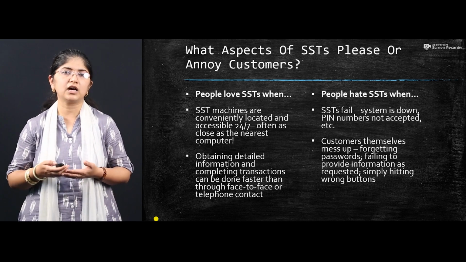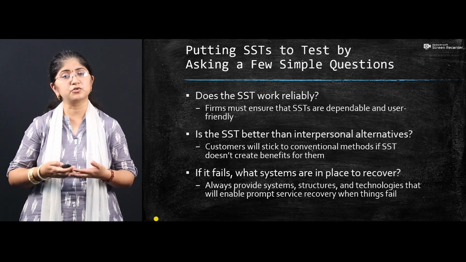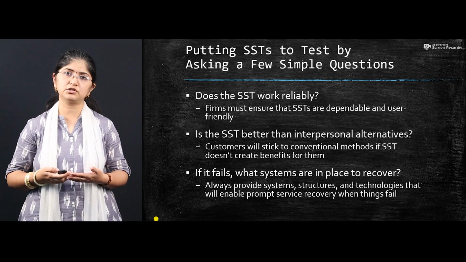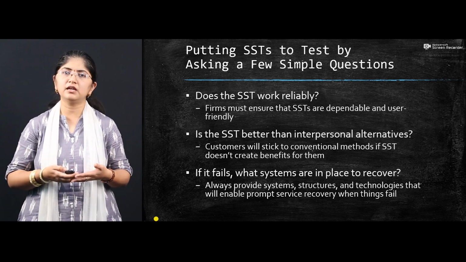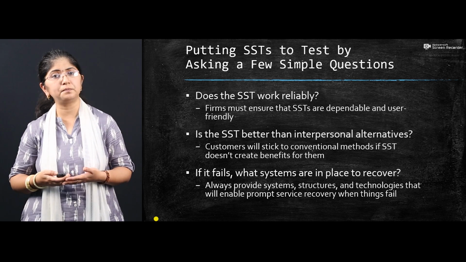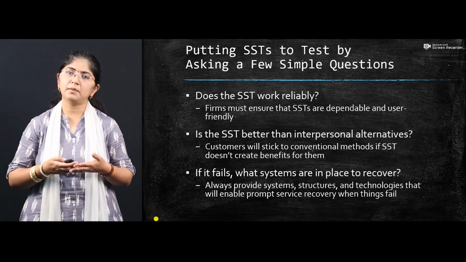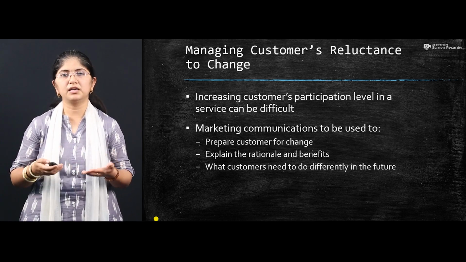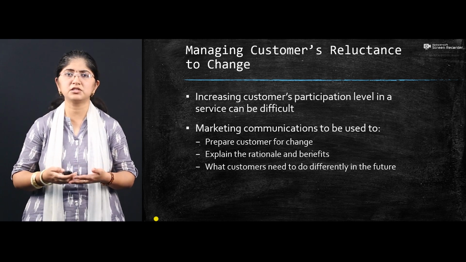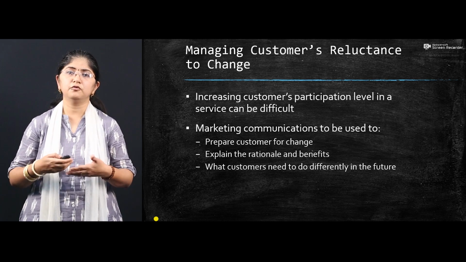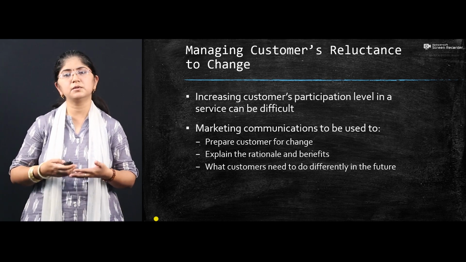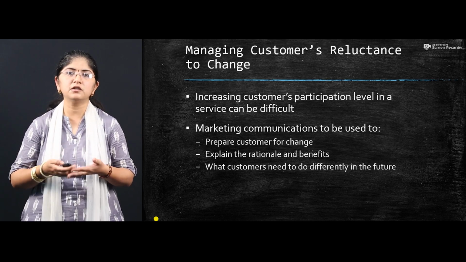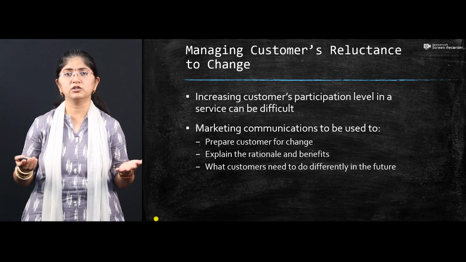So in that case, you should ask certain questions to yourself: whether the system is reliable. If yes, ask yourself whether it is better than the interpersonal relationship or transaction. And in case of any recovery, do you have an alternative system to replace it in any contingency situation? By doing that, you then engage your customers using your marketing communication mix. You engage them, you improve them, allow them for change. You explain the rationales and the benefits, what they are expected to do differently in future. This is how you can involve them in your self-service technology.